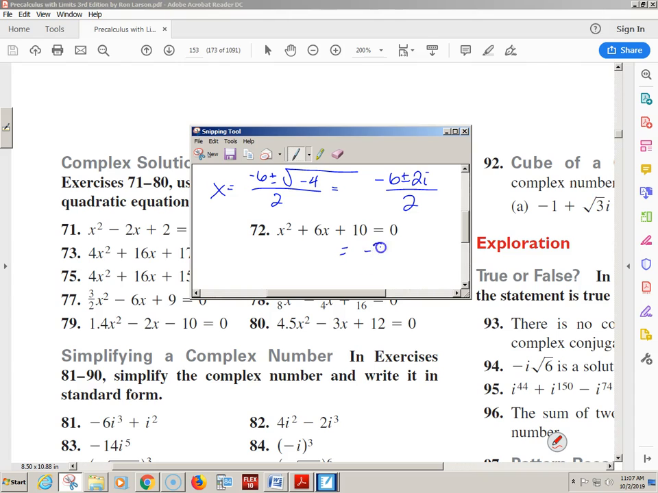Divide by 2, negative 3 plus or minus i. How do you end up getting an i? Whenever I square root a negative number. Mucho confusion.